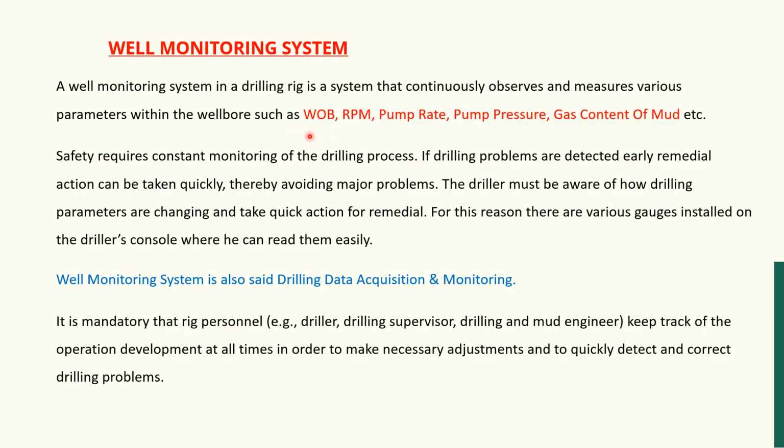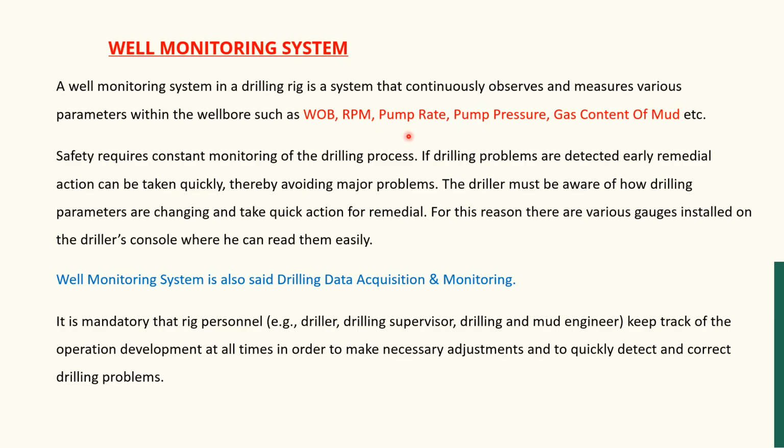So we will see what WOB is. WOB stands for weight on bit. It means the total amount of weight which is being put on the drill bit. That is called the weight on bit. This is RPM. RPM stands for revolutions per minute. It means the rotary speed: in 1 minute, how many times the rotary table, drill bit, or drill string completes one rotation. So this is called the RPM.